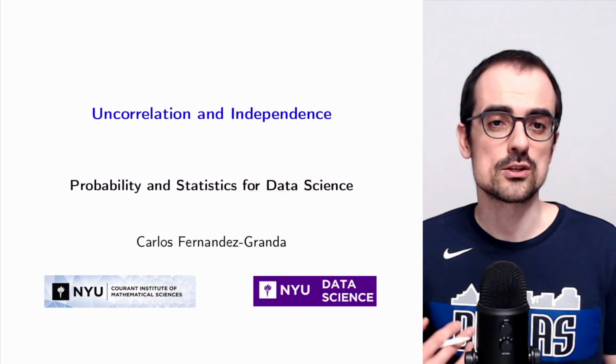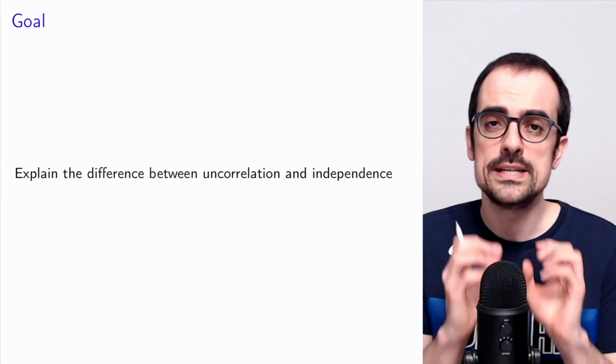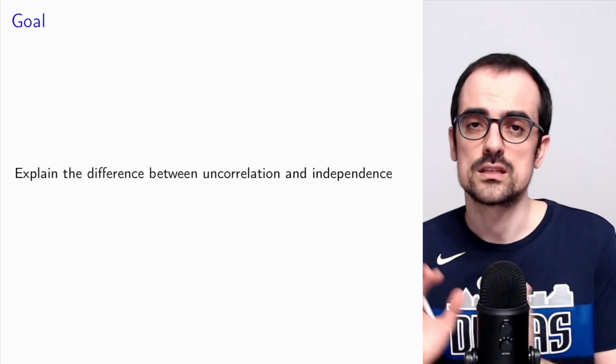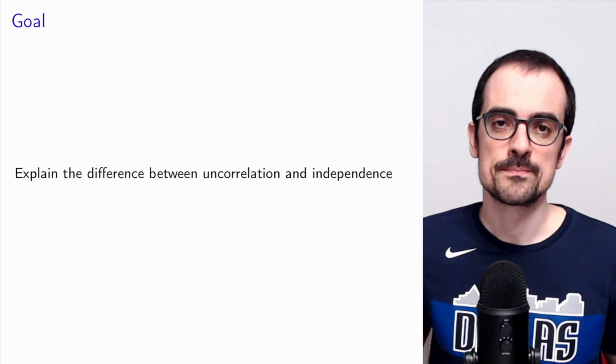Today we're going to talk about uncorrelation, which is the lack of linear dependence between two quantities, and we're going to compare it to independence, which is the complete lack of dependence between two quantities. Let's get started. Our goal is to establish the difference between the concept of uncorrelation and the concept of independence.